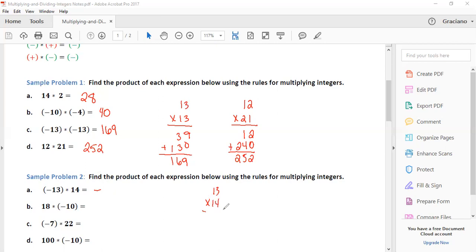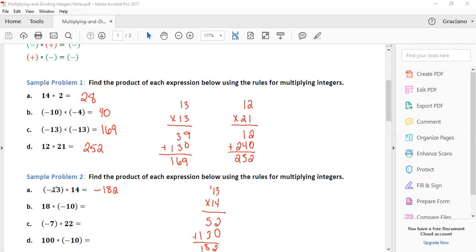All right, so we have 4 times 3, which is 12. I'm going to carry that 1. 4 times 1 is 4, plus the 1 is going to give me 5. I'm going to indent for my tens. 1 times 3 is 3. 1 times 1 is 1. And we add it up together to get 182. So your answer should be negative 182.